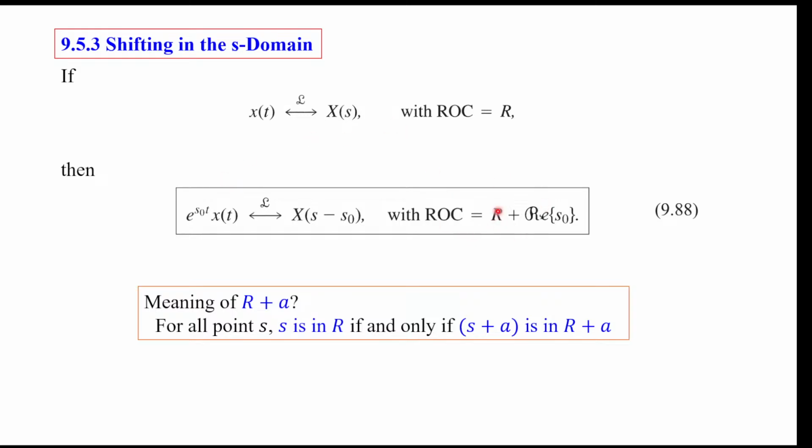The meaning of this is that it is a set of points defined relative to R. Saying "real part of S0" is hard, so let's say it's R plus some number A. This R plus A set is defined such that a point is inside it if and only if that point is something in R plus A. Written in a more symmetric form: some point S is inside R if and only if S plus A is in R plus A. So basically this R set is shifted by plus A totally.